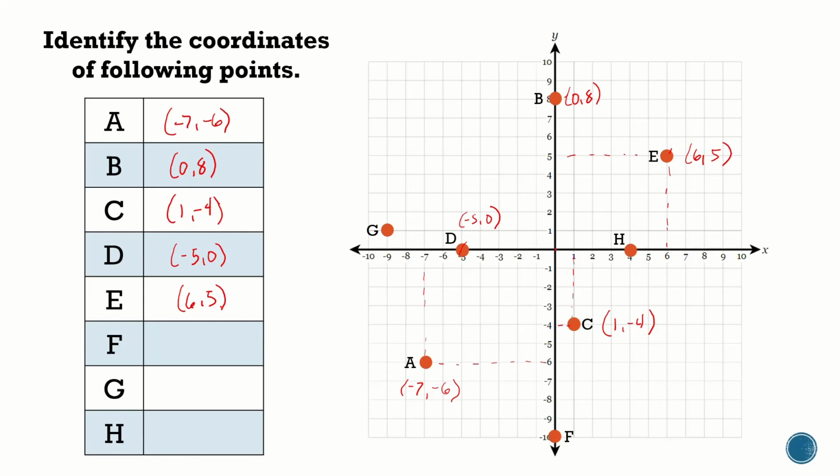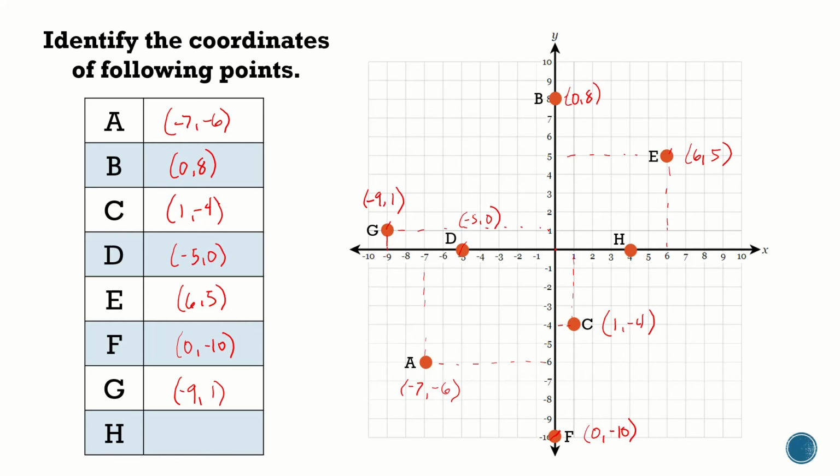F, where is letter F? It is right here. X is 0. Y is -10. So (0, -10). G is right here. X first. So this is the x, right? That is -9. And then the y would be 1. This is the one right here.